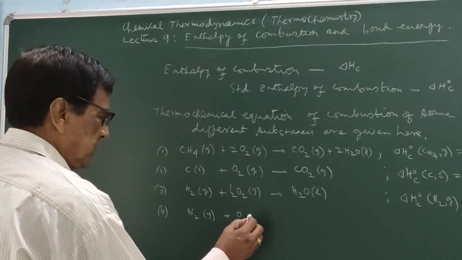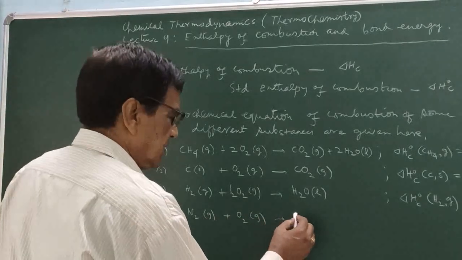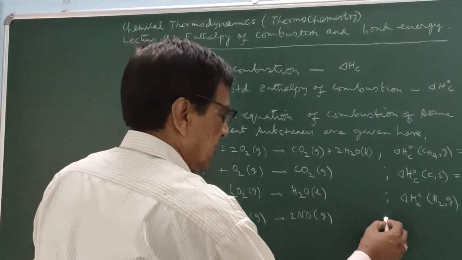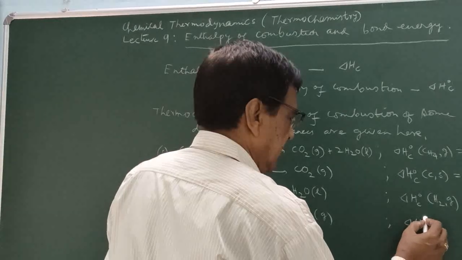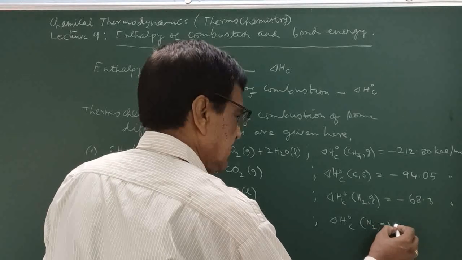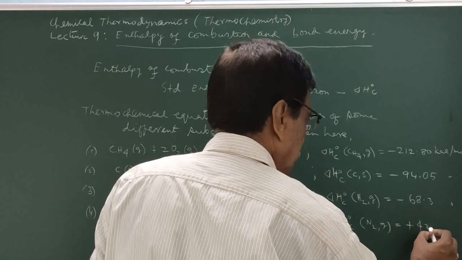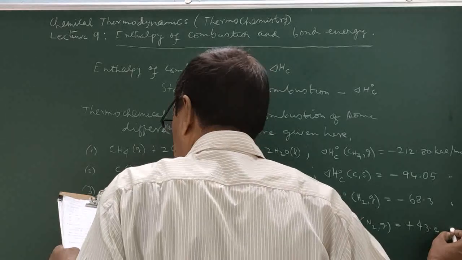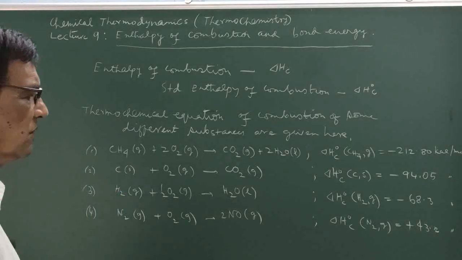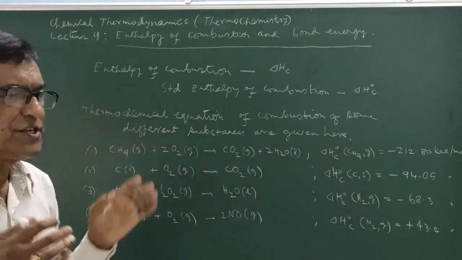Another example I can also cite here, the nitrogen gas plus oxygen gas. Nitrogen is undergoing the complete combustion with oxygen, giving this nitric oxide gas, and in this case del H naught C for this nitrogen gas is equal to plus 43.2 kilocalorie per mole. So these are some examples of this standard enthalpy of combustion of these different substances.